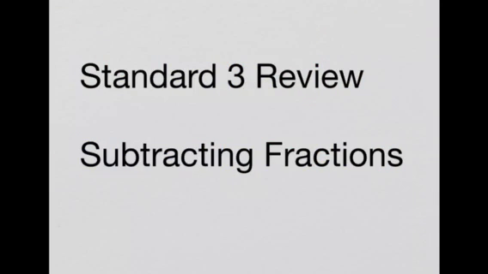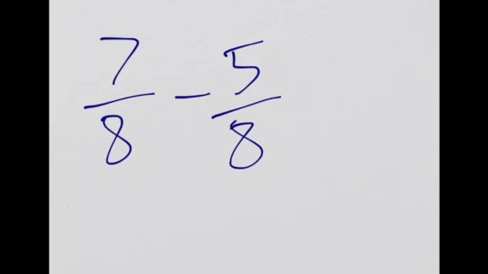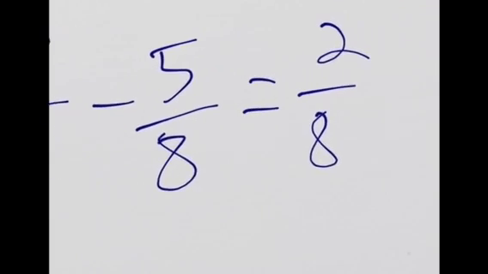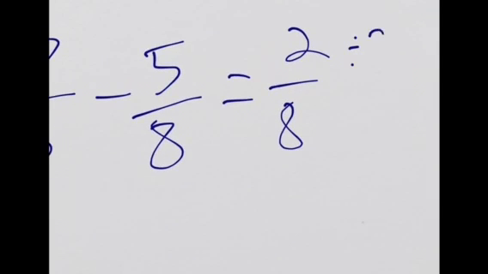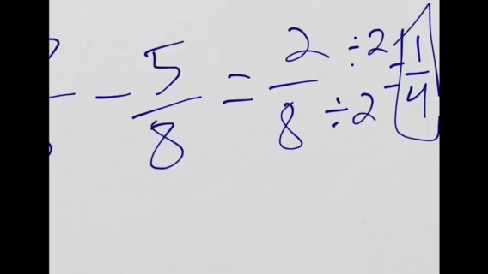The last and final concept is subtracting fractions, and these work very similar to adding fractions. In the event that I have two fractions with the same denominator, I can subtract straight across the top. 7 minus 5 gives me 2/8. And I can simplify this by dividing the top and the bottom by the same common factor of 2, and this gives me 1/4.